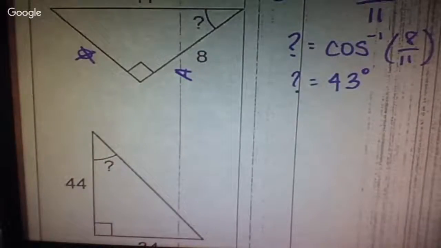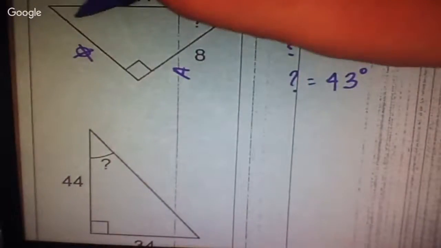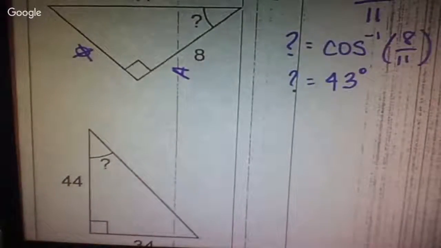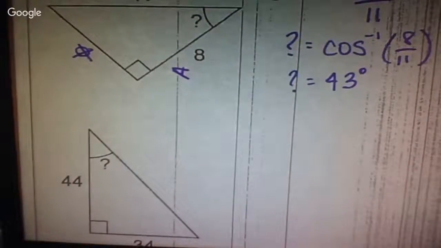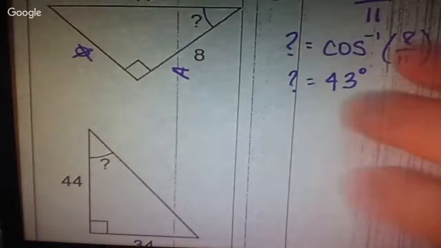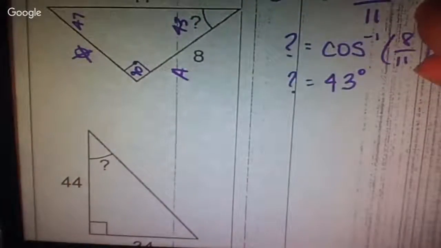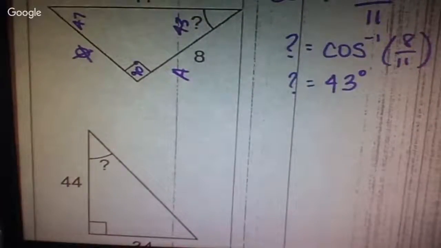So if that one's 43 degrees, what does that make this angle? This one's 43. What does that make the other one, though? Not 43. 47. Okay, remember, this is 90, right? So if this is 43 degrees, that means this one has to be 47, because the inside of a triangle has to equal 180.